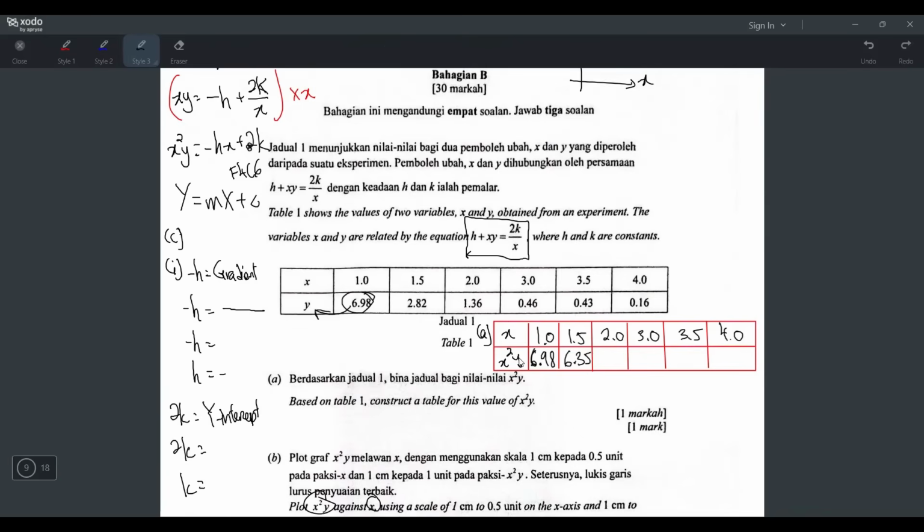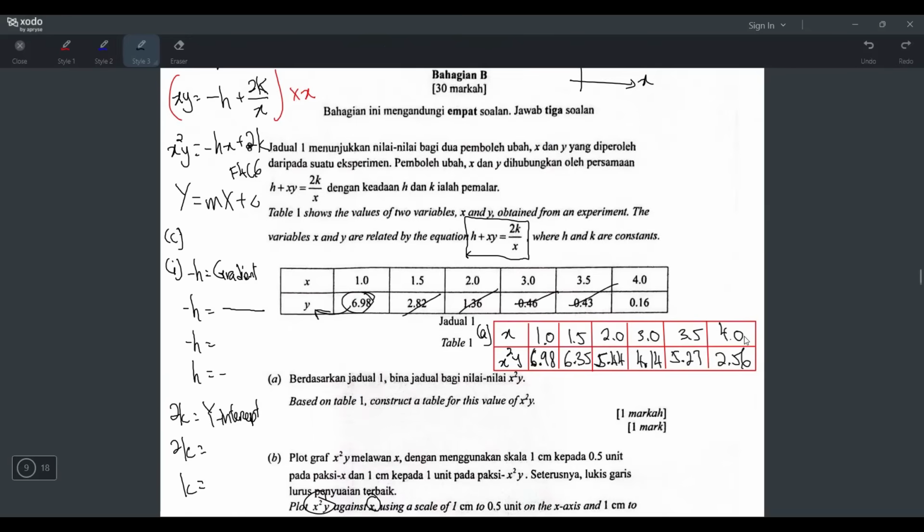Yeah, because when you plot a graph, always write two decimal places. Next one, 2 square times 1.36, that would be 5.44, right? In two decimal places, 5.44. And then 3 square times 0.46 is 4.14. And then 3.5 square times 0.43, 5.27. And then the last one, 4 square times 0.16, 2.56.